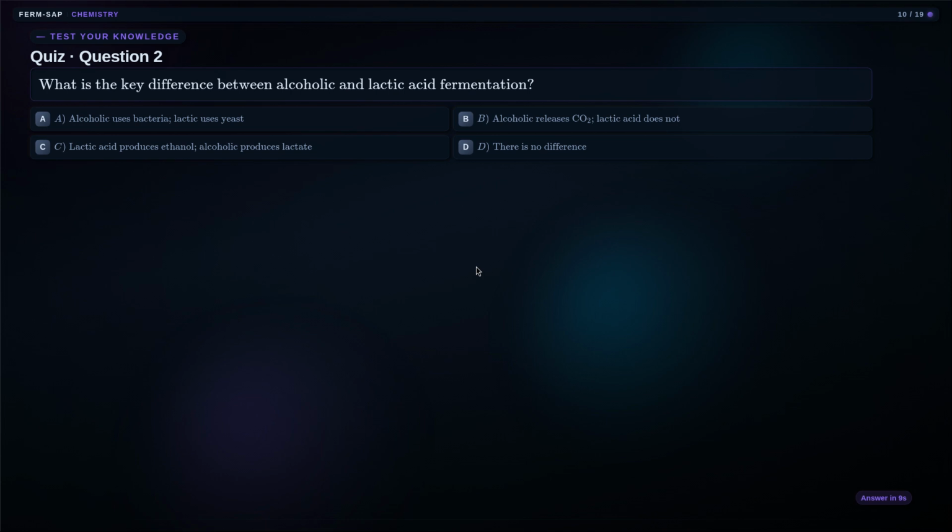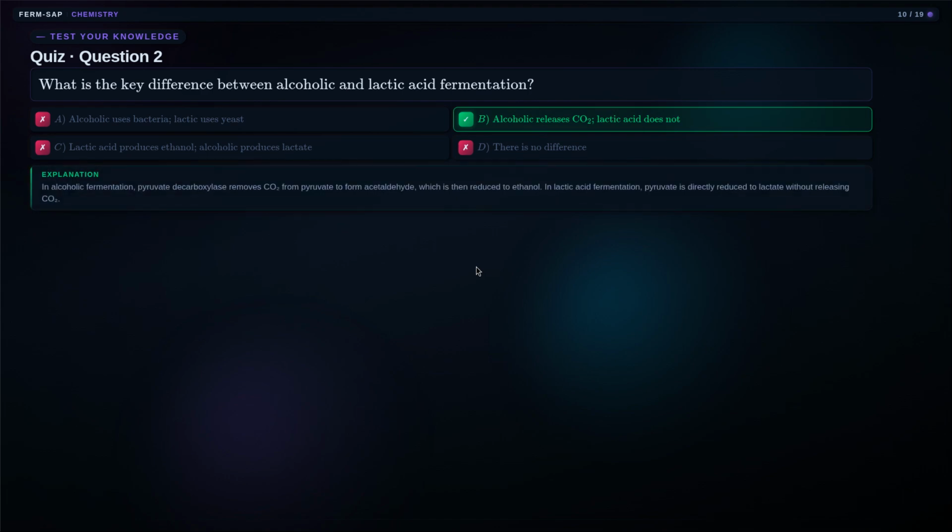The correct answer is B. Alcoholic fermentation releases CO2, lactic acid fermentation does not. In alcoholic fermentation, pyruvate decarboxylase removes CO2 from pyruvate to form acetaldehyde. In lactic acid fermentation, pyruvate is directly reduced to lactate without releasing CO2.